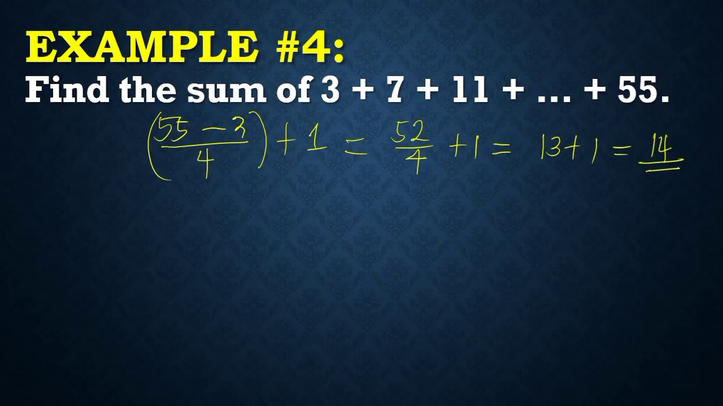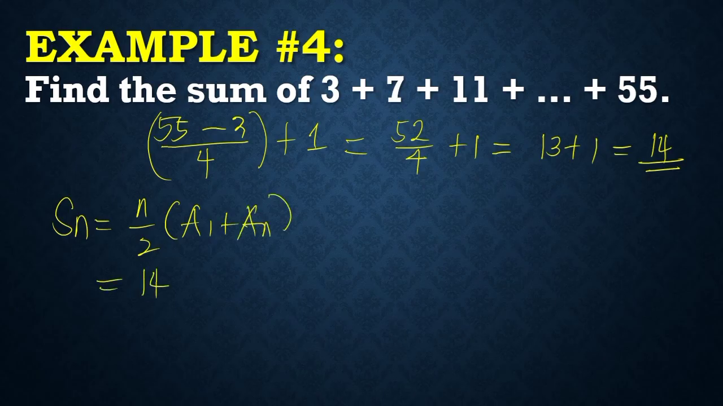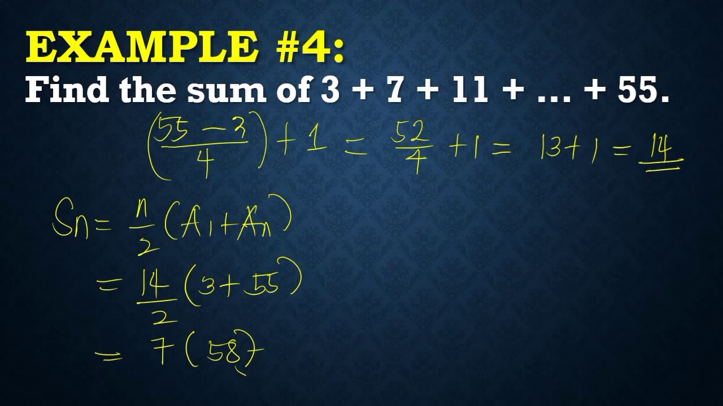Now, we can now apply the formula. S sub n is equal to n over 2 times the quantity of a sub 1 plus a sub n. So, n is 14 over 2 times the quantity a sub 1, 3, plus a sub n is 55. Next, 14 divided by 2, that is 7, times 3 plus 55, that is 58. Next, S sub 14 is equal to 7 times 58, that is 406.